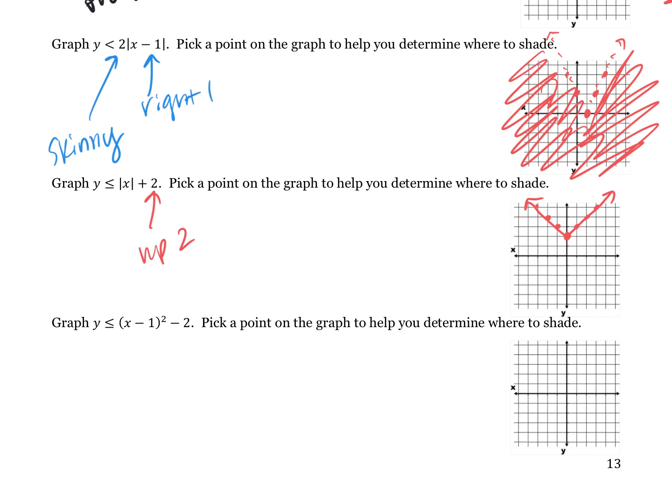Uh-oh, I heard an A and a B. Above and below? Less than is going to be below. Yep.